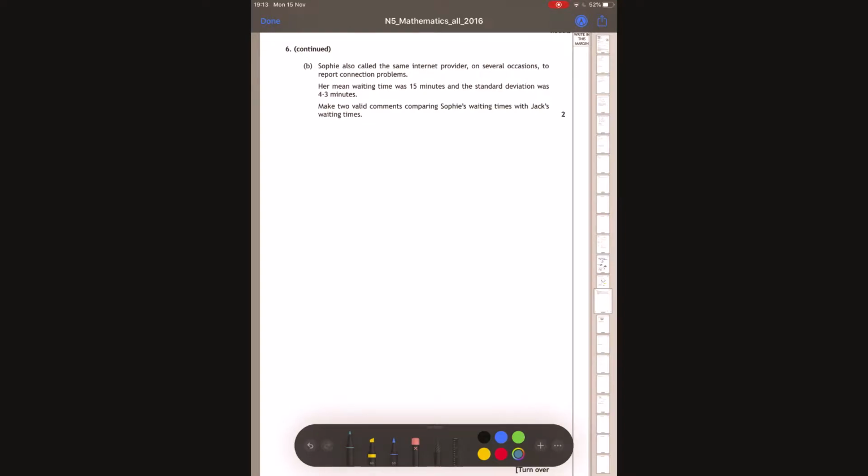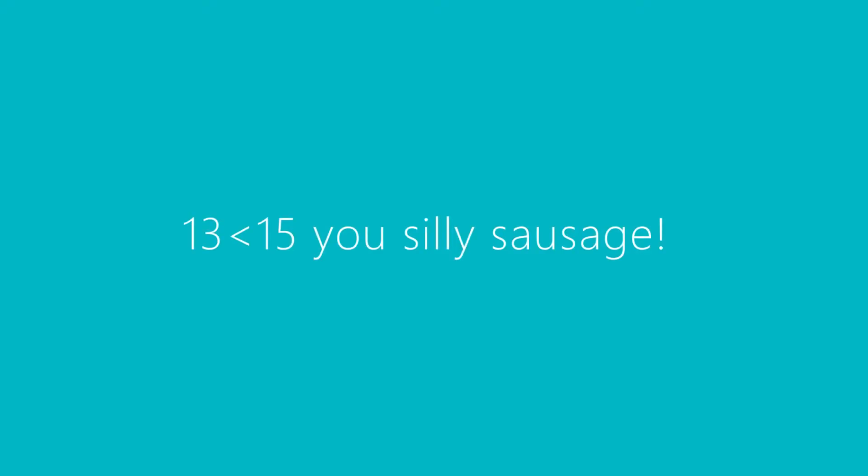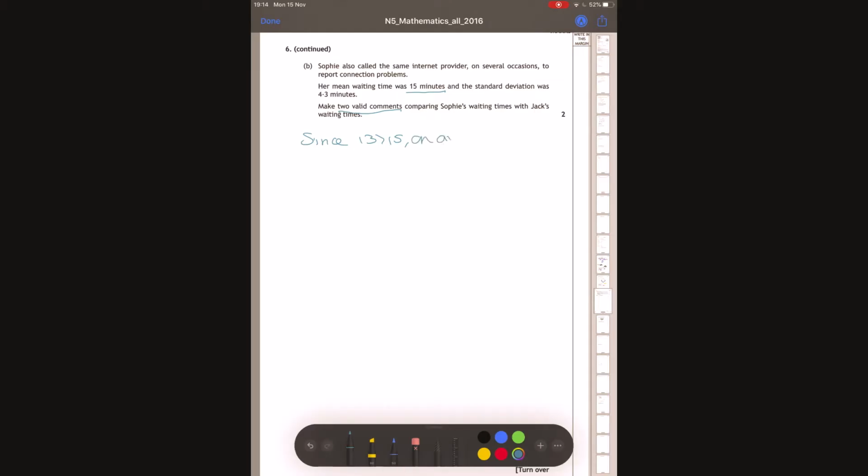So then in part B, we need to make 2 valid comments comparing Sophie's data to Jack's. We know that Jack's mean waiting time was 13 minutes, and Sophie's is 15. Therefore, Sophie on average waited longer. So we can just write that. Since 13 is less than 15, on average, Sophie waited longer than Jack.